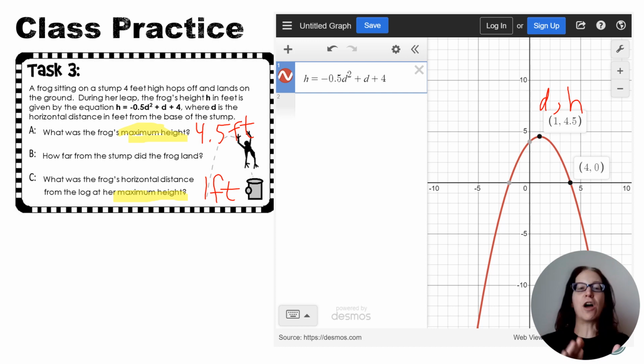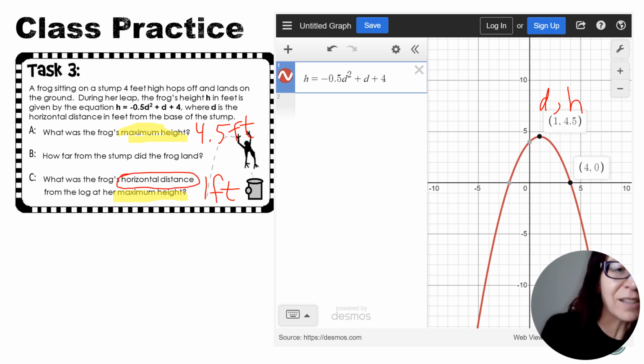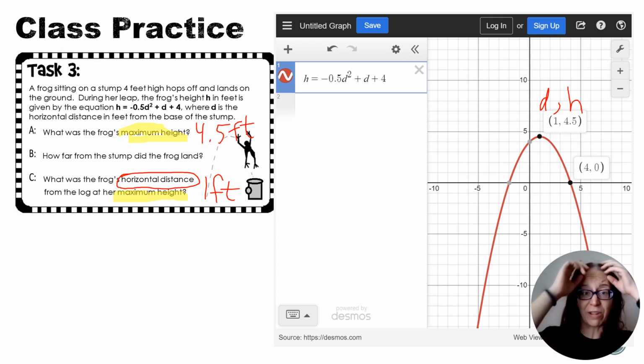So don't go on autopilot, okay? You are being asked for a distance, and distance is not measured in seconds, okay? Everybody knows that distance is not measured in seconds. Distance is measured in something like meters or feet or inches or centimeters. Now, the second question there is, how far from the stump did the frog land?